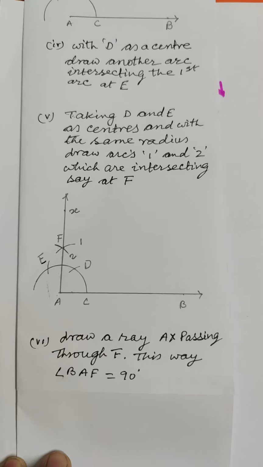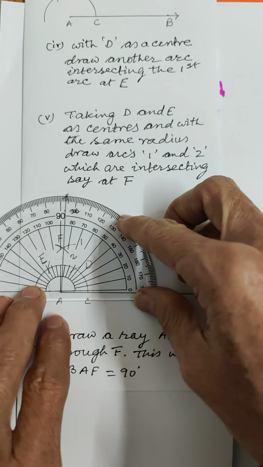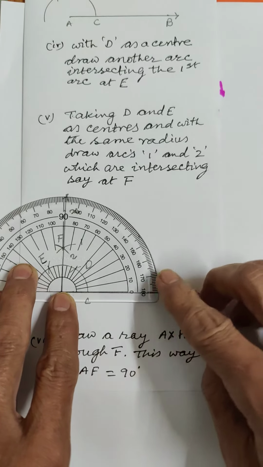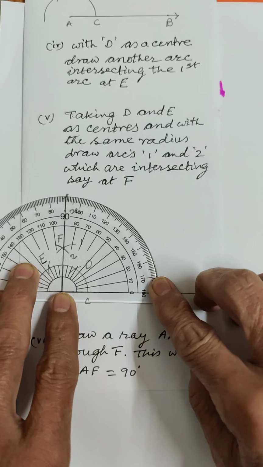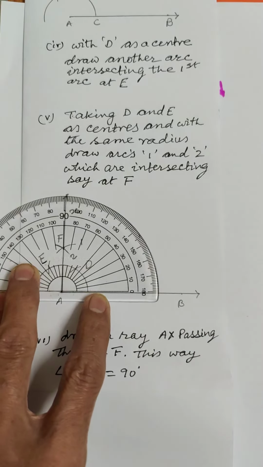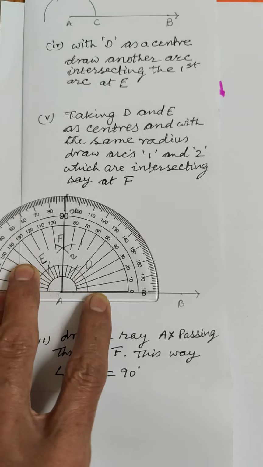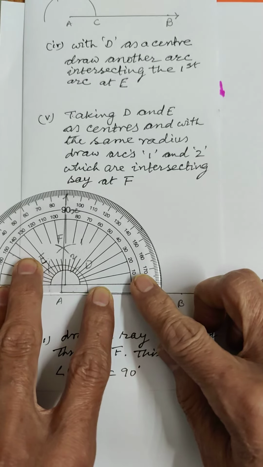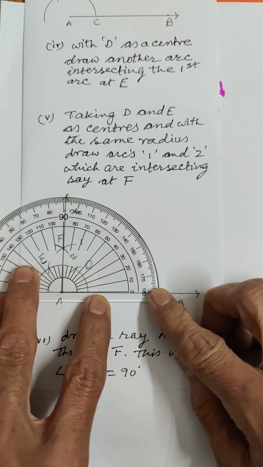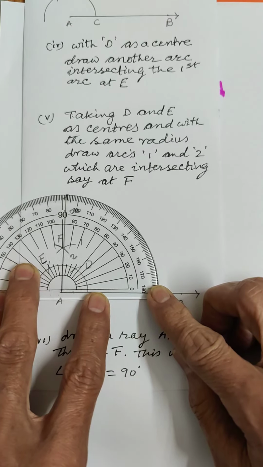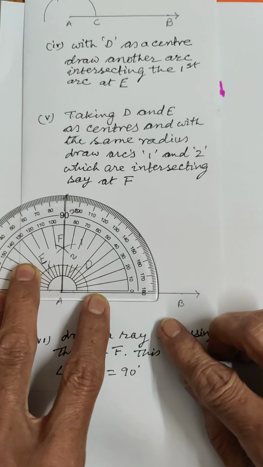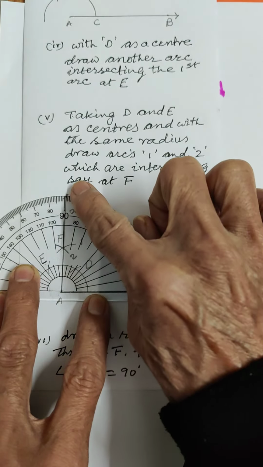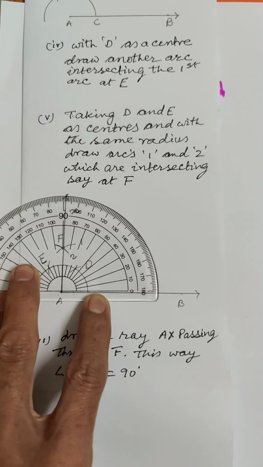Now we shall measure the angle, whether it is 90 degrees or not. It is exactly 90 degrees, you can see. Now we shall verify the steps of construction. 90 degrees, exactly 90 degrees.